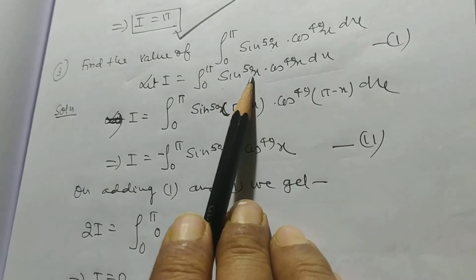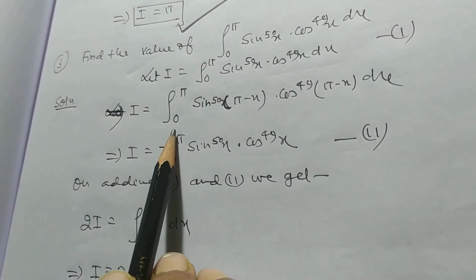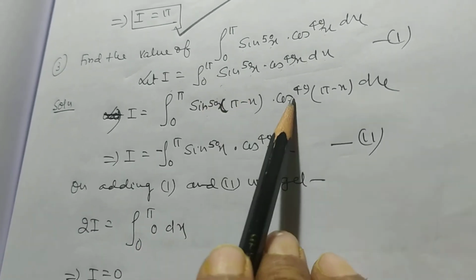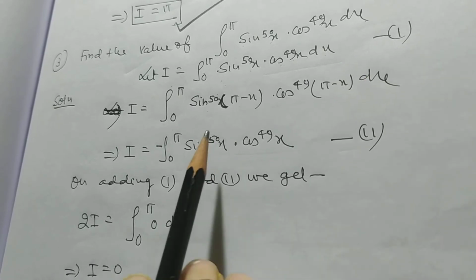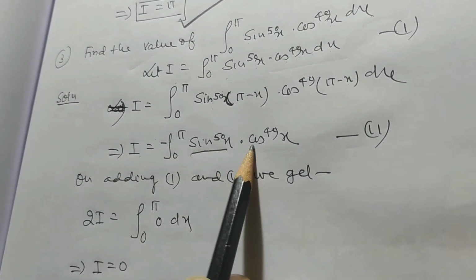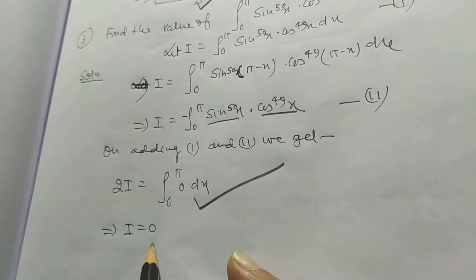So now sin to the power 50 x into cos to the power 49 x dx. Consider it is I. Now we apply the property, sin(pi minus x) to the power 50, cos(pi minus x) to the power 49 dx. So it will be I is equal to minus integral from 0 to pi of sin 50 x and cos 49 x. Adding first and second, we have I is equal to 0.